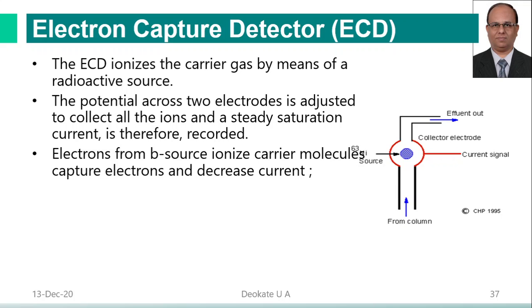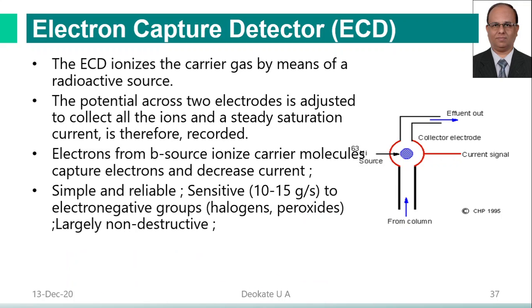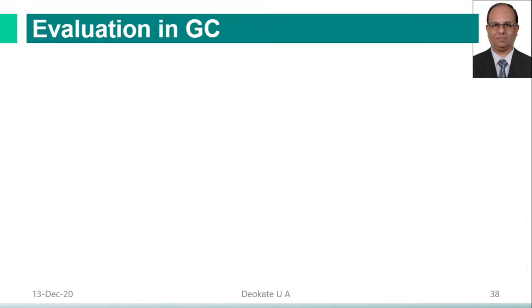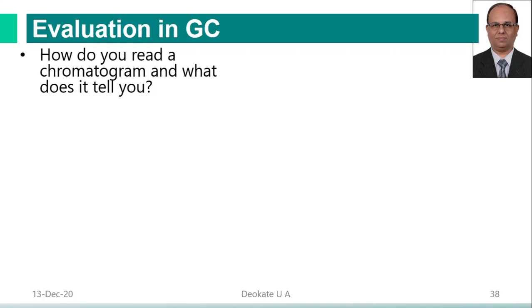So electrons from the beta source ionize the carrier molecule; the sample captures electrons and decreases the current. It is simple and reliable. It also has good sensitivity to electronegative groups. Basically, it is used for detection of halogens and peroxides. It has limitations also. Largely, it is non-destructive, but it is insensitive to amines, alcohols, and hydrocarbons, and has a limited dynamic range, responding to halogenated or chlorinated compounds only. So it is used for detection of pesticides.